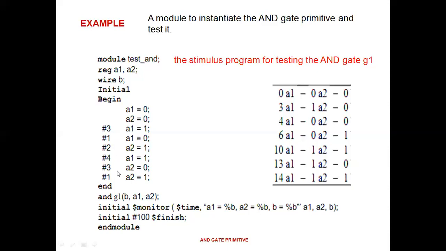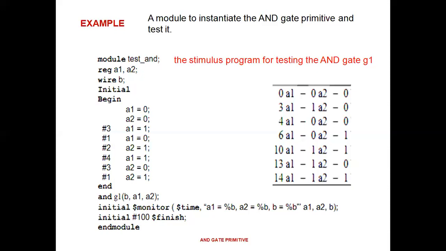How can we know that A1 and A2 are the inputs and B is the output? You just observe here. This is nothing but the AND gate instantiation. Yes or no? This is the AND gate primitive name. This is the name G1 assigned to this AND gate primitive. Now this B is the output, and A1, A2 are the inputs. Here we have mentioned the same thing with the data types.